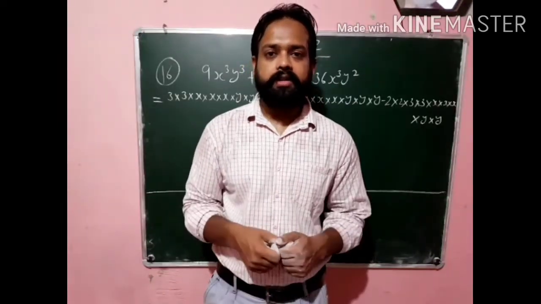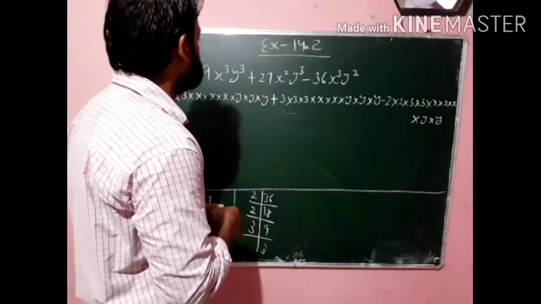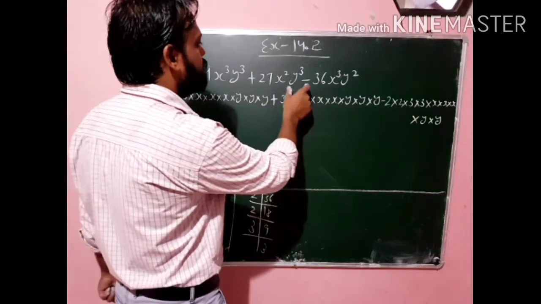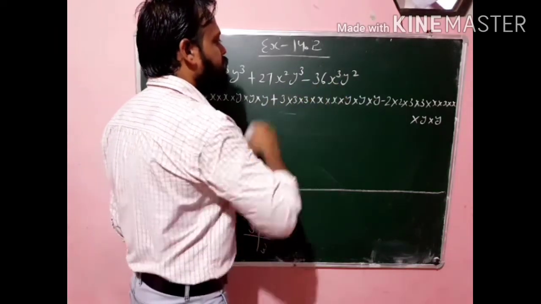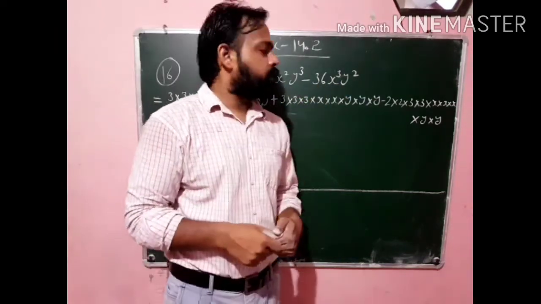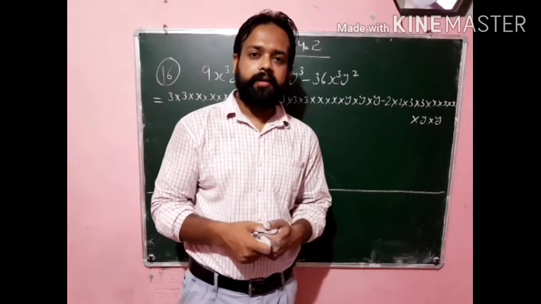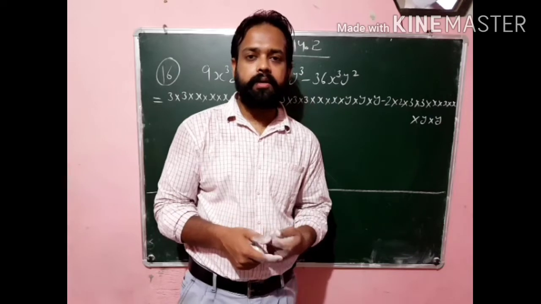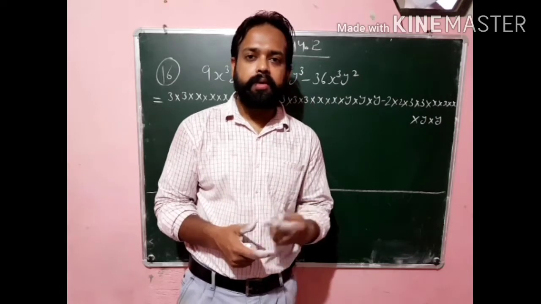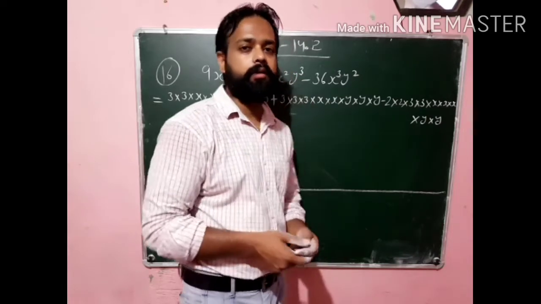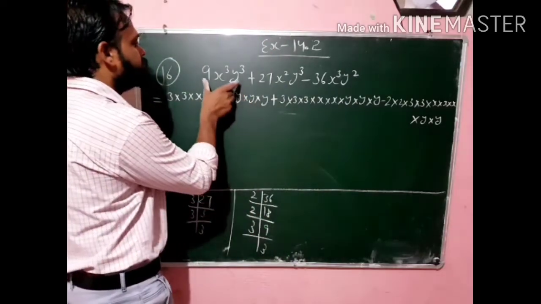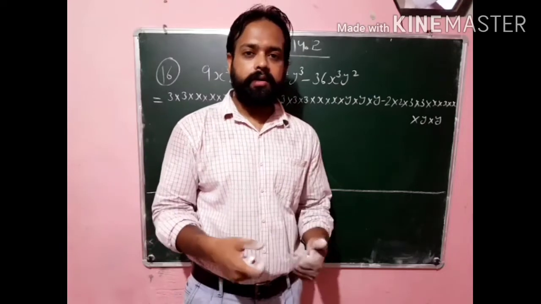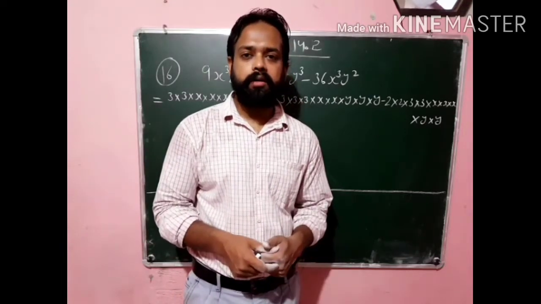So let us solve its 16th part. Now you can see in the 16th part, 9x cube y cube plus 27x square y cube minus 36x cube y square is given to us. This is not the case of factorization by grouping. Why? Because in factorization by grouping, the first condition is that the number of terms should be an even number. Here there are only 3 terms, 1, 2 and 3.